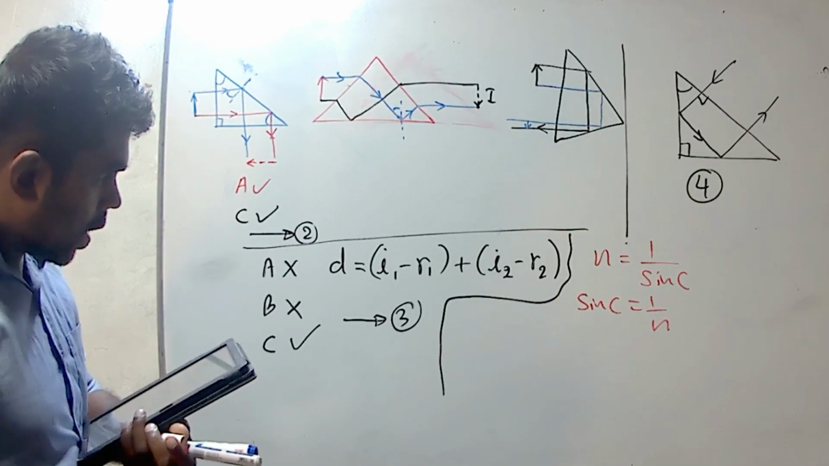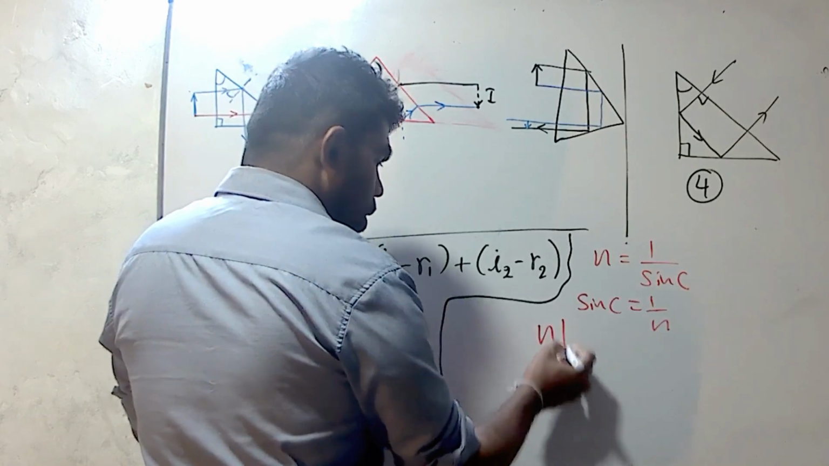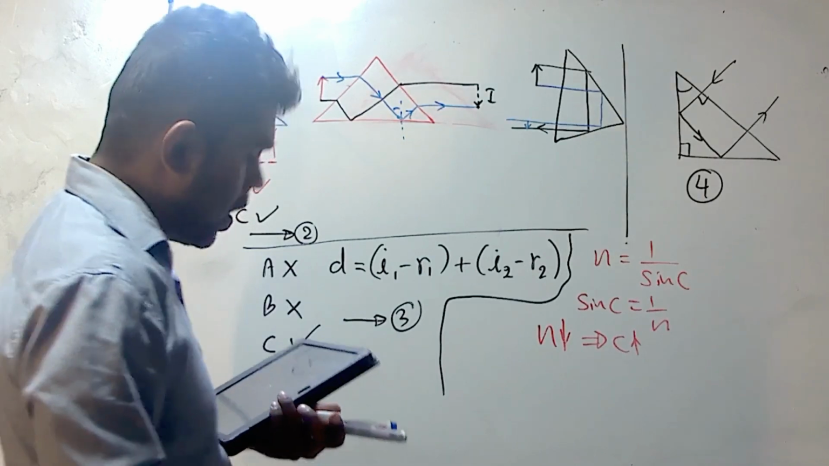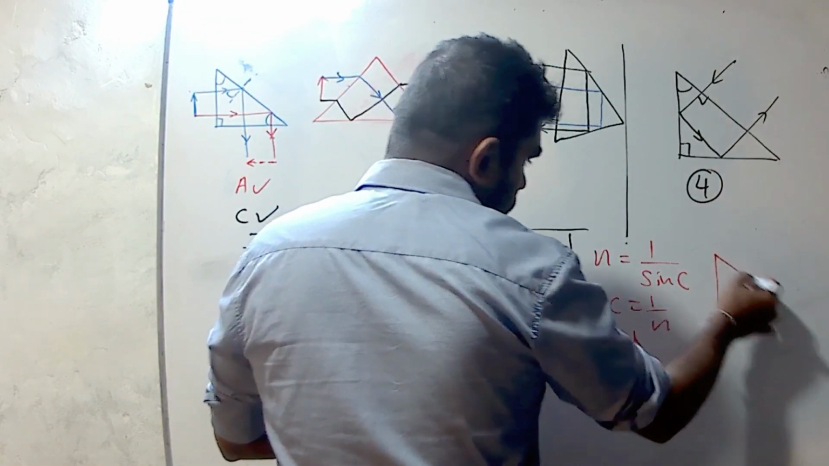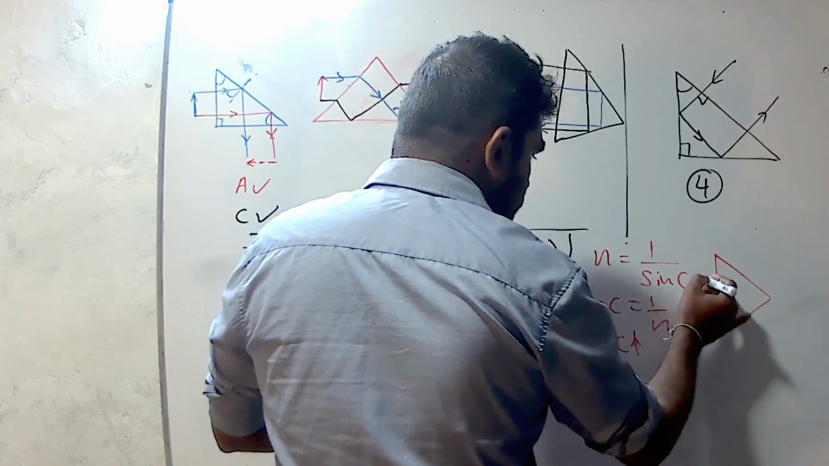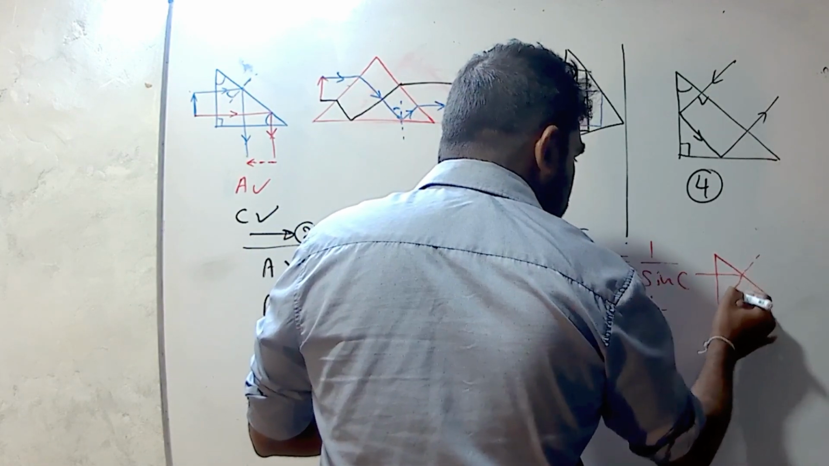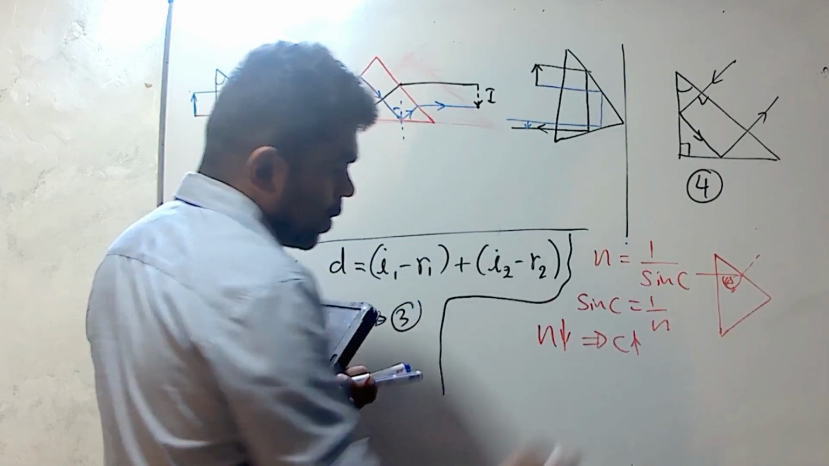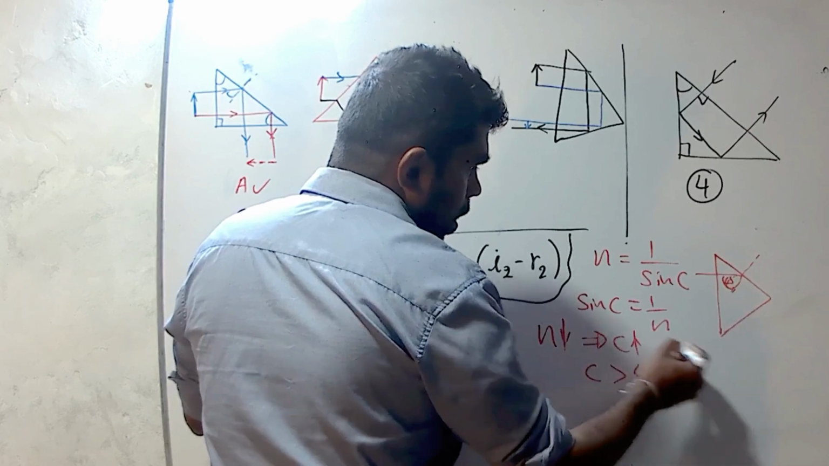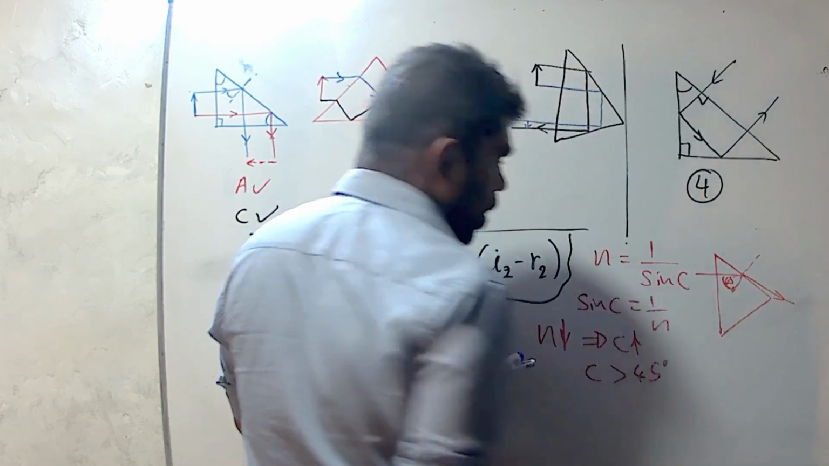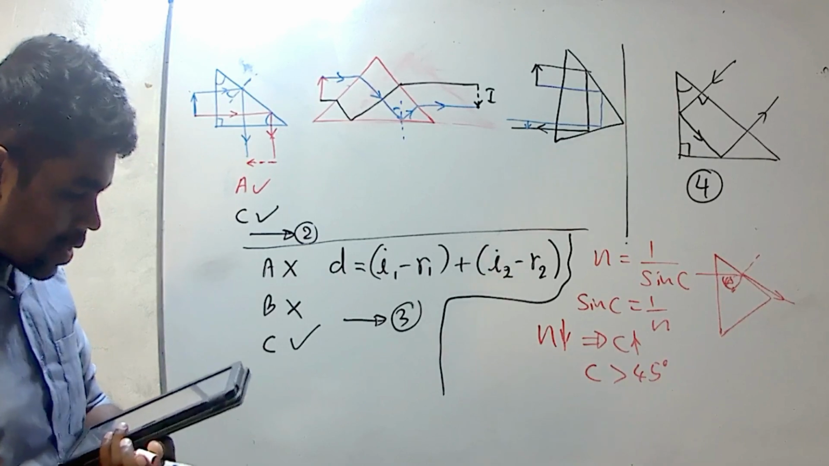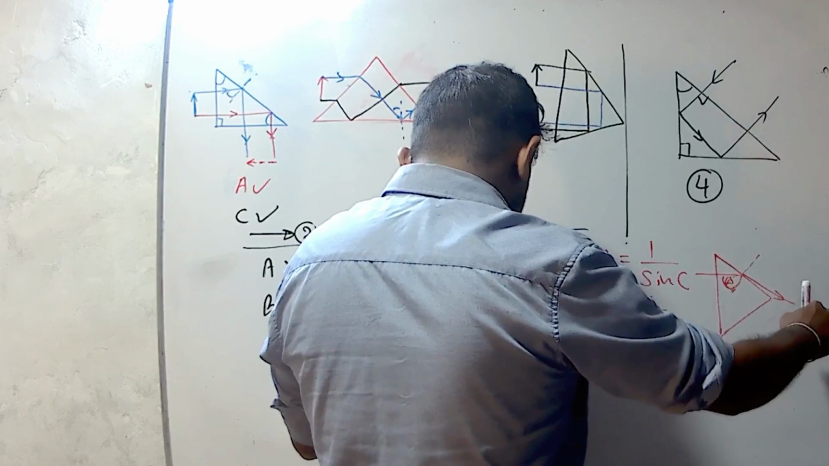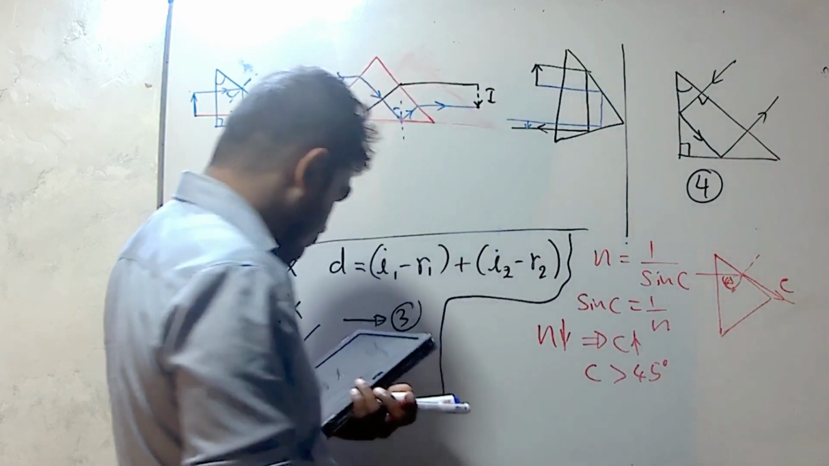Therefore, the critical angle should be greater than 45. The incident angle at this point is 45. The critical angle is greater than 45, C is greater than 45 degrees. Therefore, we can observe that the ray is passing through the prism in a path like this. It should be like C.